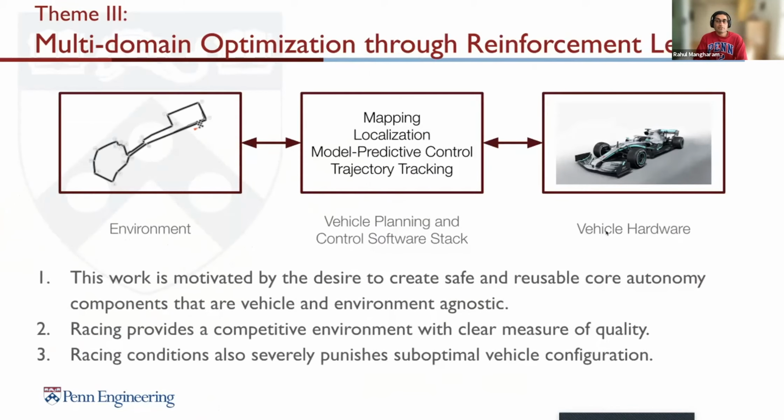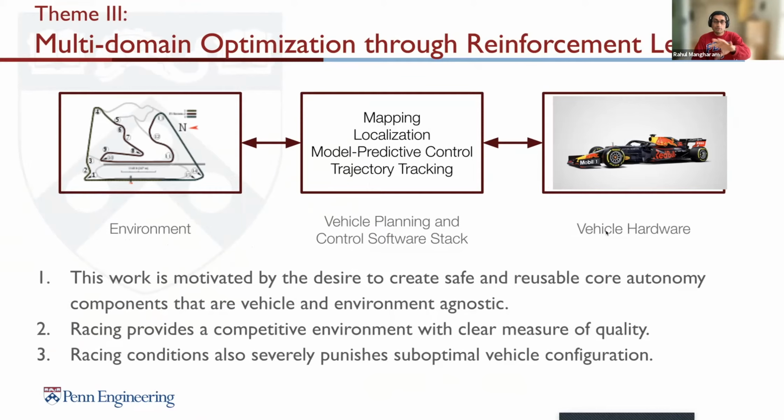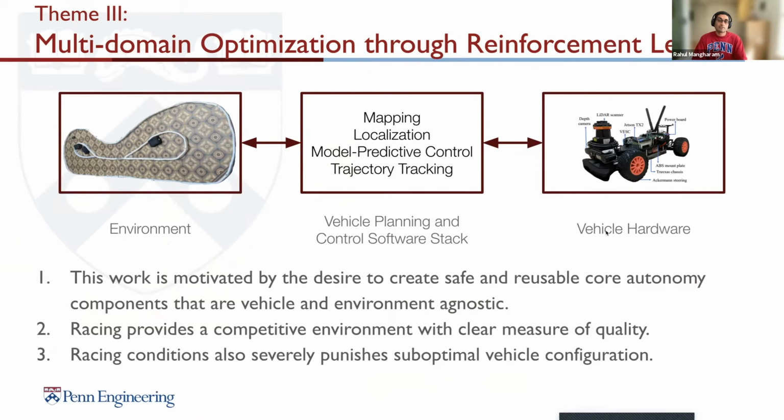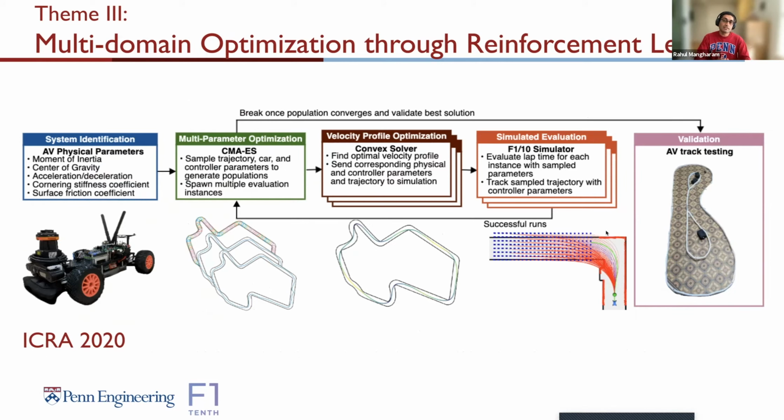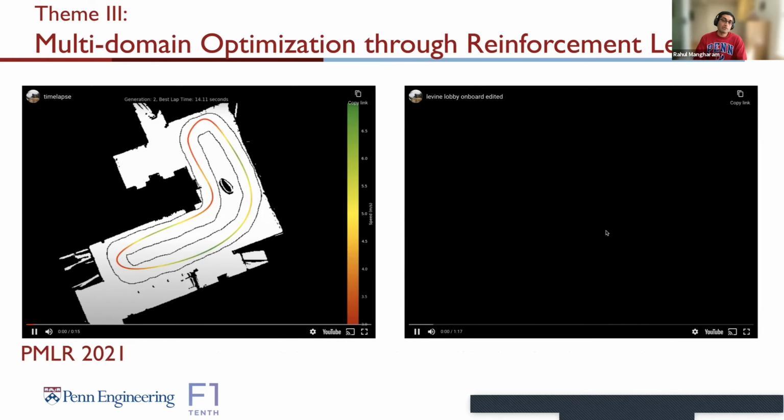A third theme is that you could be given a track and you could be given a different car, but how do you build a reusable core autonomy? Where you have the same AV stack, and based on different vehicles and different tracks, how do you actually optimize for that? And so we built a multi-domain optimization pipeline called TunerCar as part of ICRA 2022. This automatically optimizes what vehicle physical parameters you should tune, the planner, and the controllers, so that you can get the fastest racing line and basically the most competent vehicle automatically.